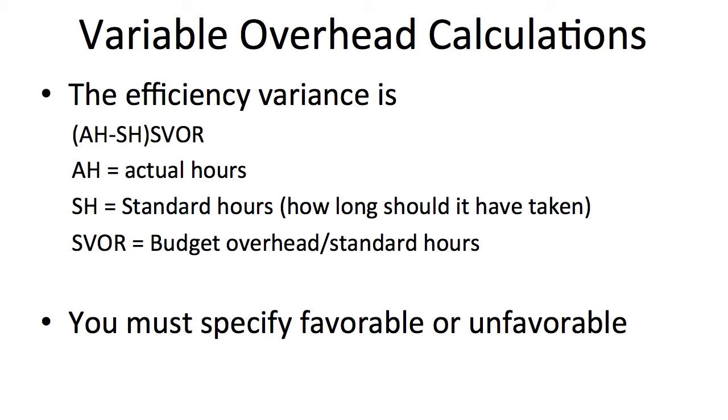Here what we're trying to calculate is, did we use more time? Did we use less time? And what did that time cost us? So once you figure out whether you used more hours or less hours compared to the standard, what you should have used, you multiply that against your standard variable overhead rate and you get your total cost based on efficiency. If you used less hours, you're favorable. If you used more hours, you're unfavorable.